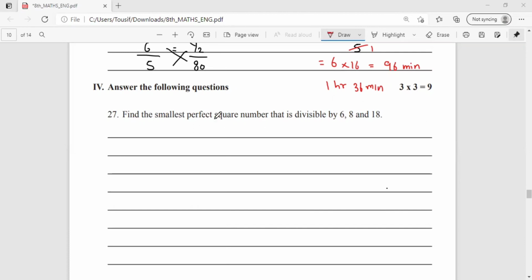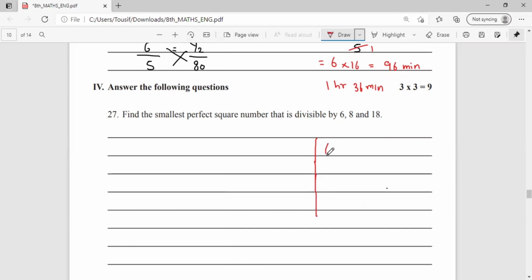As they are saying, find the smallest perfect square number that is divisible by 6, 8, and 18. Sorry, it's 18. To find the smallest perfect square, first we have to take out the LCM of the three terms, whatever values they give. So let us take out the LCM of the three terms.